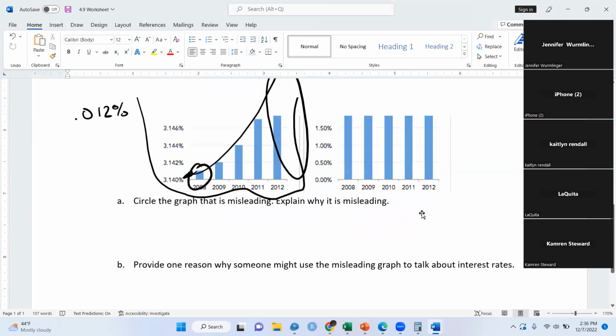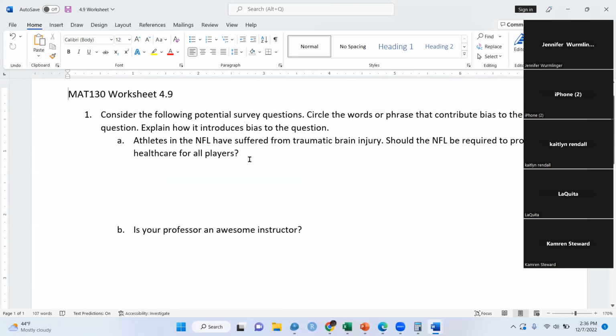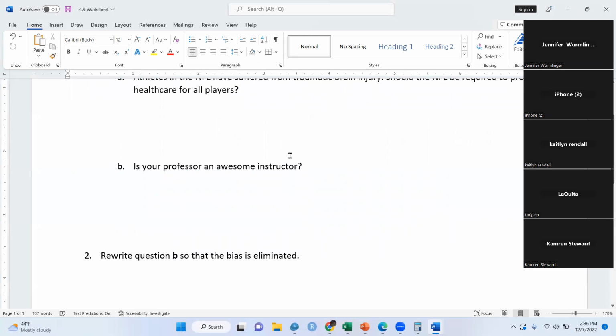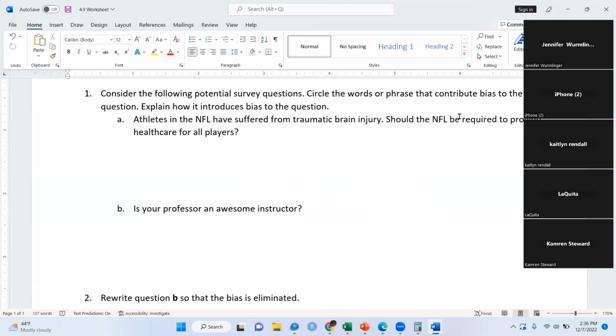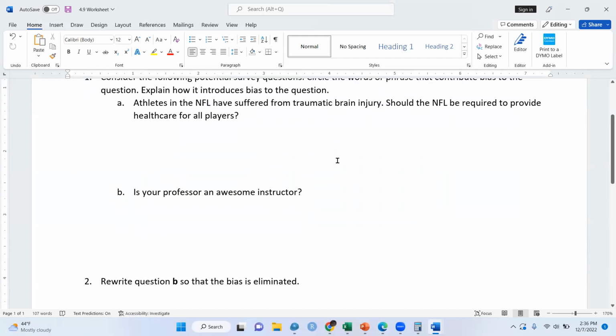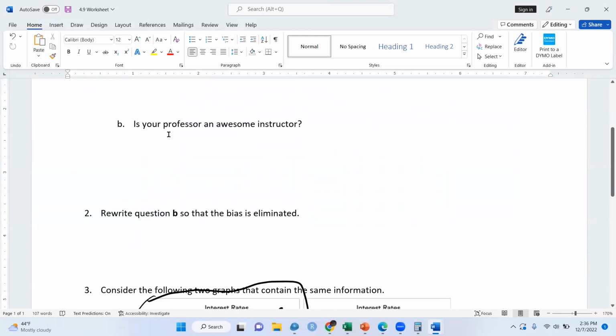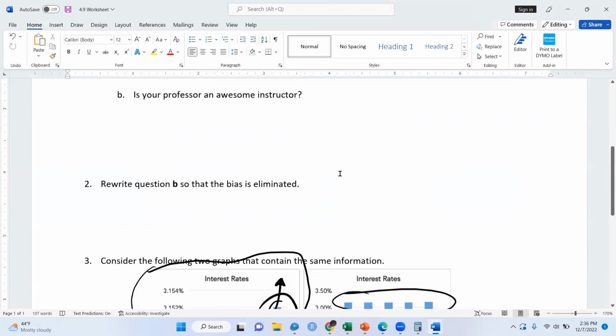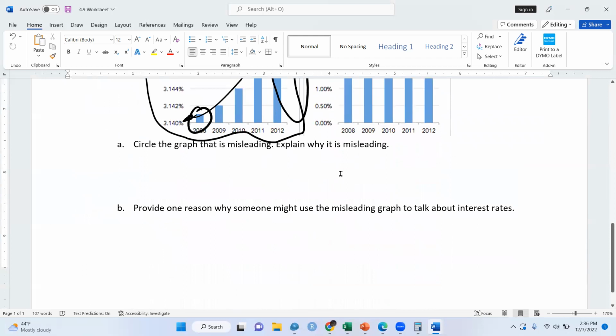All right. And then I've got another question up here. Consider the following 2 survey questions. What kind of bias is contributing to them? I want you to circle the words or phrases that contribute to bias in the question, and then state how it does contribute to bias, and then rewrite question B to eliminate the bias. I'll let you do that. I'm curious what your answers are.